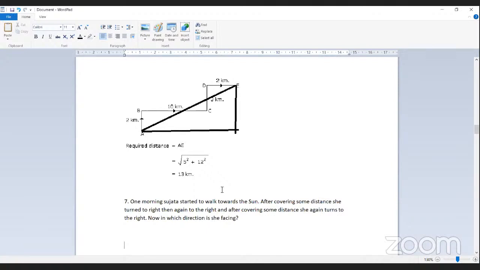North. North. North. Yes, north would be correct. Others? She'll be at the same point from where she started. She is? Okay. No. I don't think so. Okay, just see.